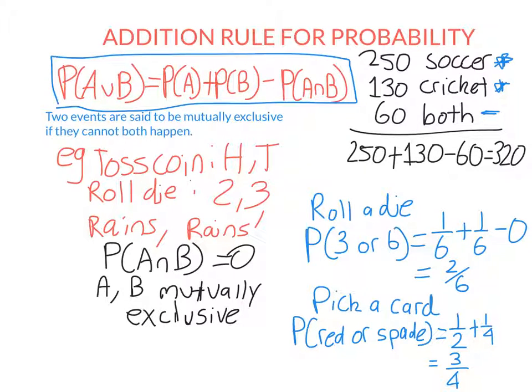So this is the addition rule for probability. This is how you find the probability that 2 events happen. Either the first event happens, the second event happens, or both happen. You add up their probabilities and subtract the probability that they both happen. If the events are mutually exclusive, meaning they cannot both happen at the same time, then this probability of A and B will be 0, and you just add the 2 probabilities together to find the probability that A or B happens.